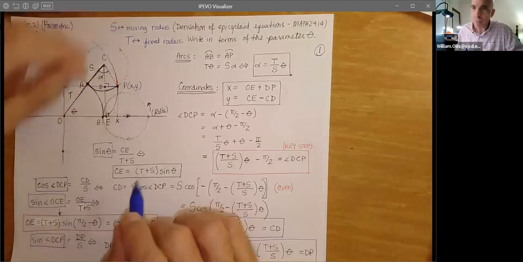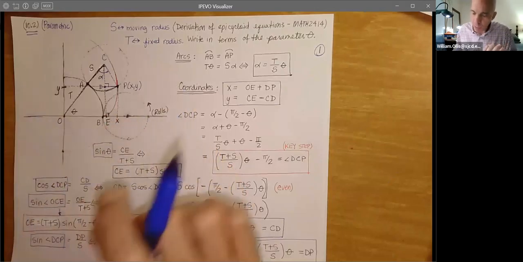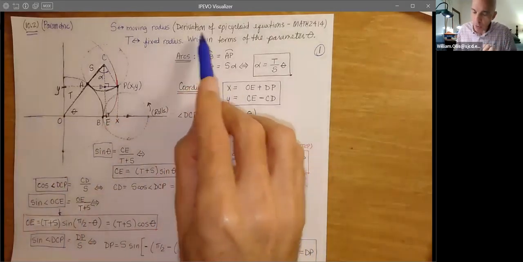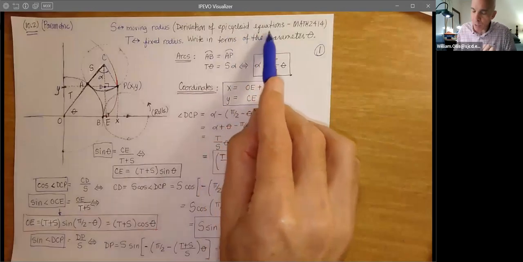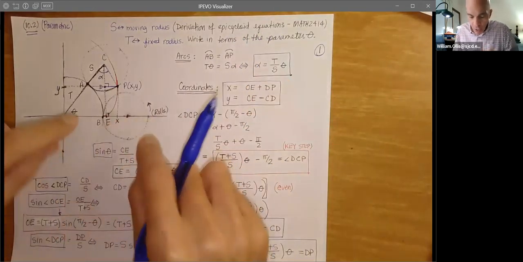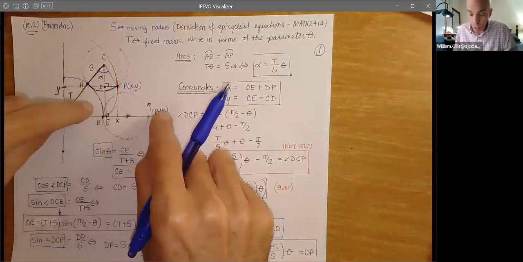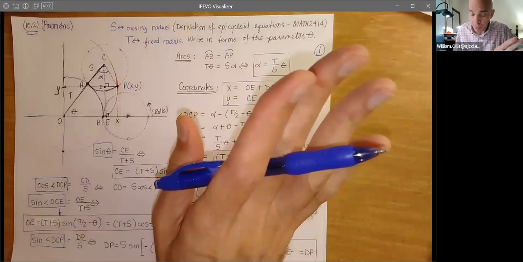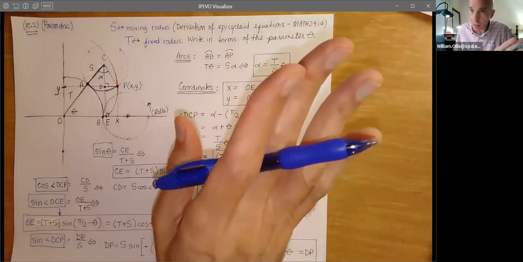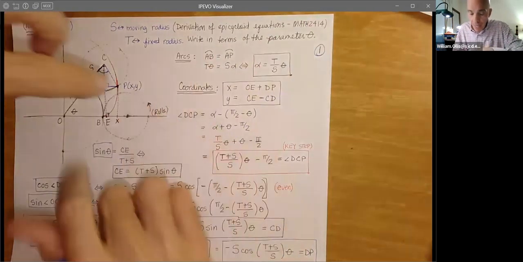Let me explain what I have here. And this is very important. I want you to understand this. This is a nice physics problem. What I have here is a fixed radius, so a fixed circle of radius T, and then I've got S as the moving radius. So here, basically, what we want to do is a derivation of epicycloid equations.